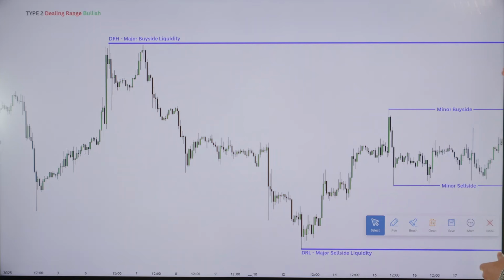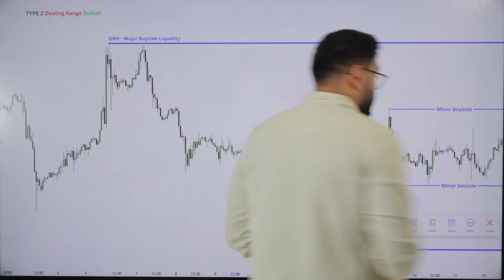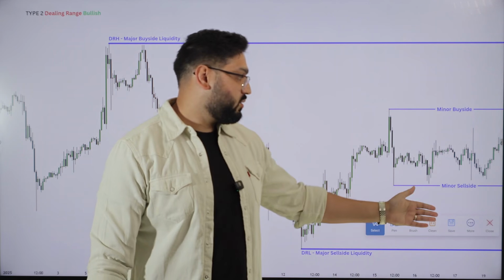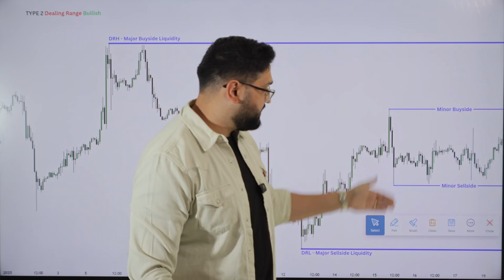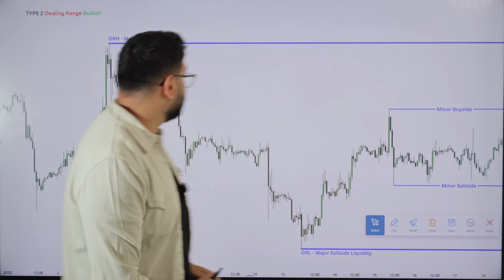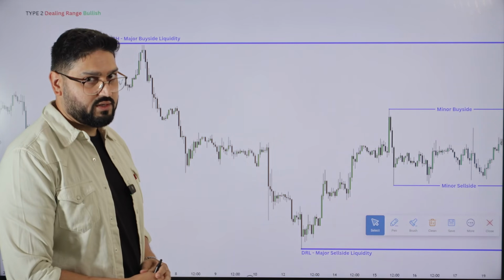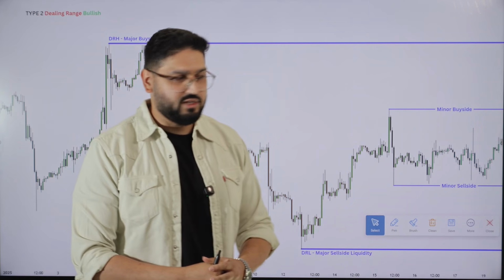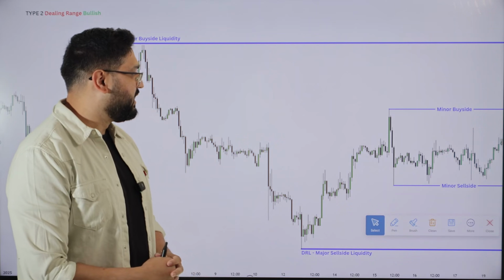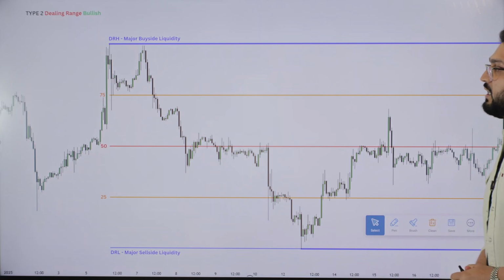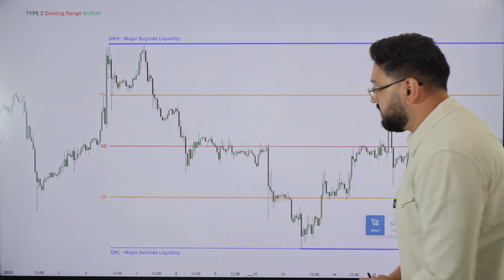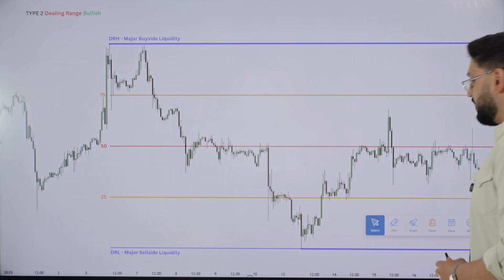We can also see our minor buy side liquidity pools and our minor sell side liquidity pools, since this is a minor dealing range inside of the parent dealing range. I was going to call it a child dealing range, but I felt that was a bit weird. Anyway, this establishes a new dealing range. So we can now plot our DRT levels and our equilibrium price point.